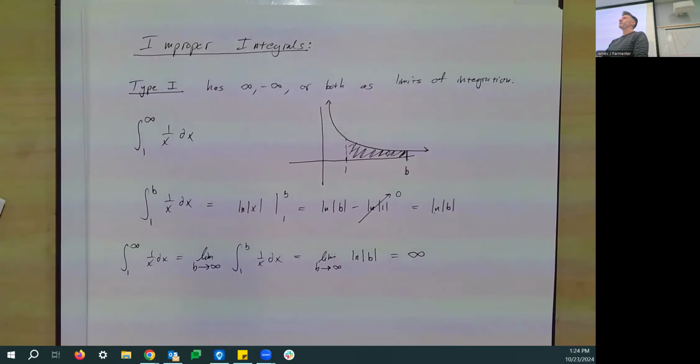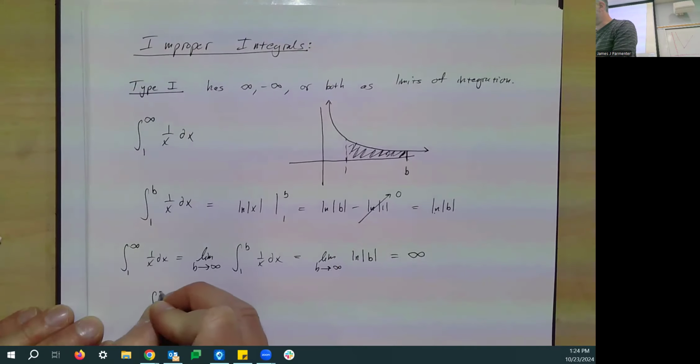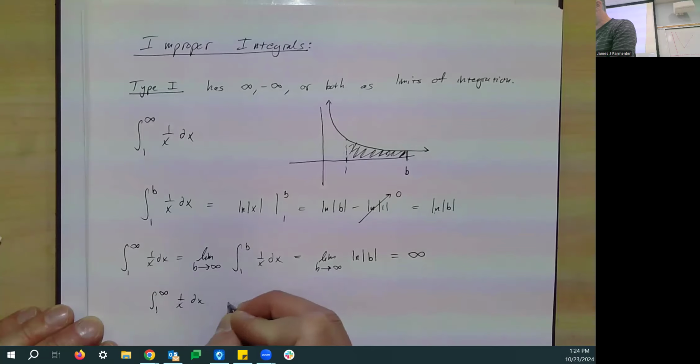So what does that mean? It means the area under this curve is infinite. It means this improper integral is divergent. So this integral from 1 to infinity of 1 over x dx diverges, or is divergent, however you want to say it.